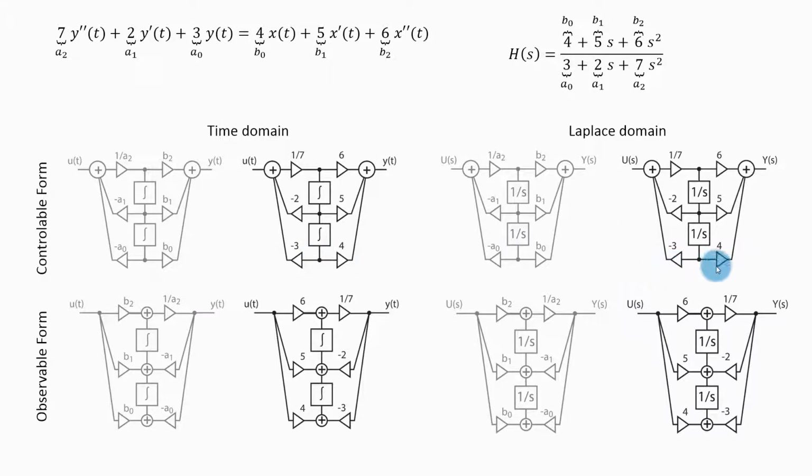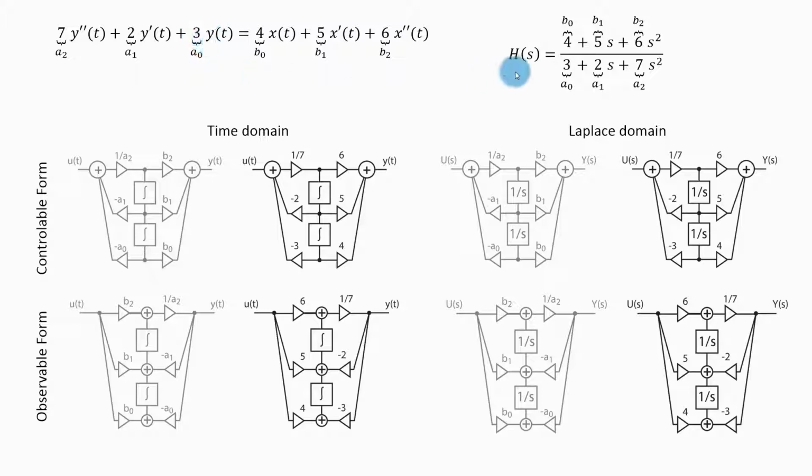So if I take the controllable form in the Laplace domain as an example, this is how I draw its schematic. At this place I should have 1 over A2, my A2 is 7, so here I will write 1 over 7. At this place I should have minus A1, my A1 is 2, so here I will write minus 2.